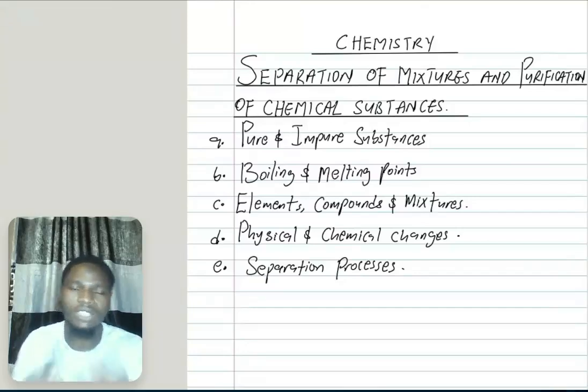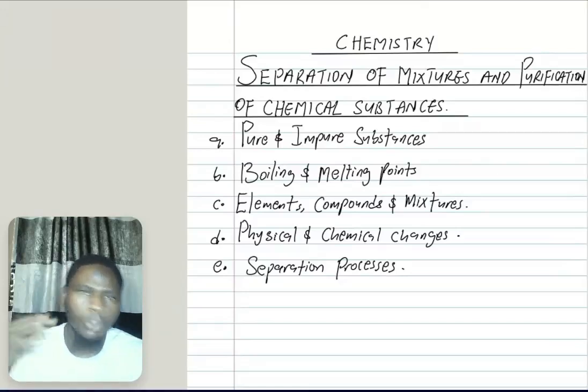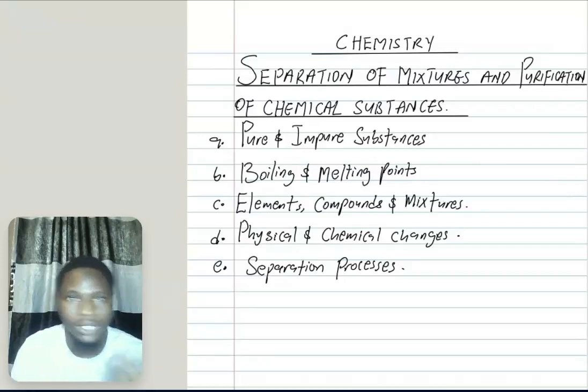Now, under the UTME syllabus, take note of this. You are expected to know the following: pure and impure substances. That is, you want to build your knowledge from the nature of matter. You already know that matter is anything that has mass and occupies space, and everything around you is all what? Matter, both what you can see and what you cannot see. Example: plant, animal, air, water. All these are examples of matter.